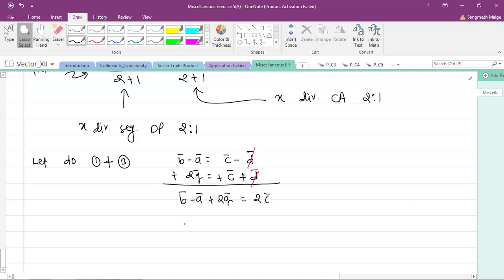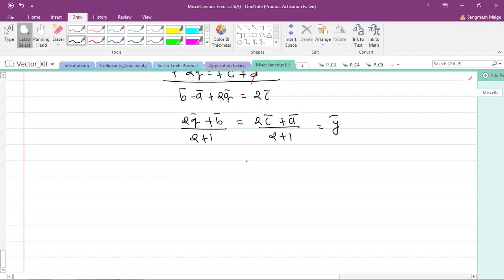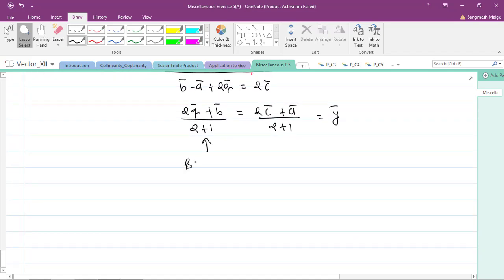Okay, now let's keep the positive signs here. So it is equal to 2c bar plus a bar. Okay, now what to do? Divide by 2 plus 1 on both sides to get the internal section formula, and it is equal to some y bar. Now what you can say, this y is dividing the segment bq in the ratio 2:1, using (mq plus nb) divided by (m plus n), and this y is again dividing the segment ac in the ratio 2:1. Okay, perfect.